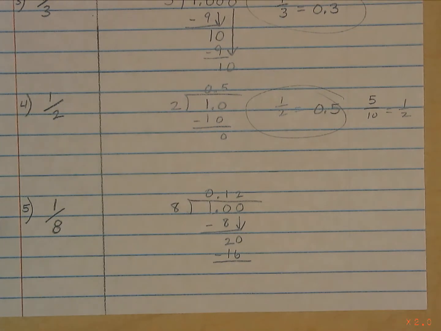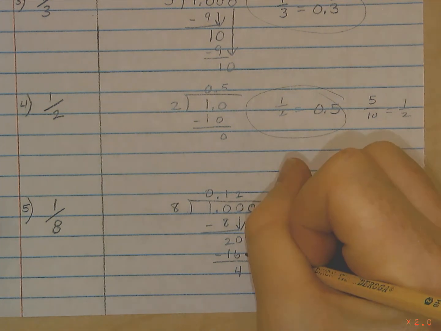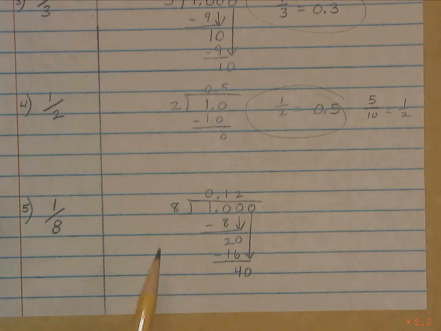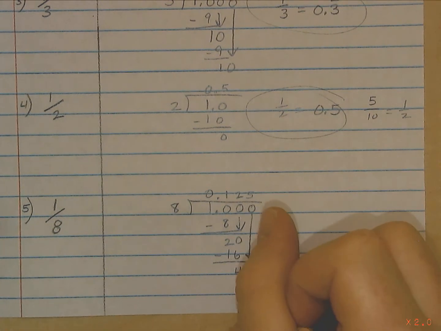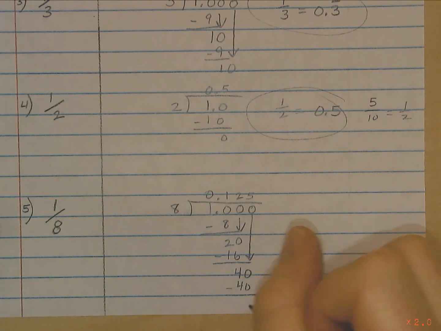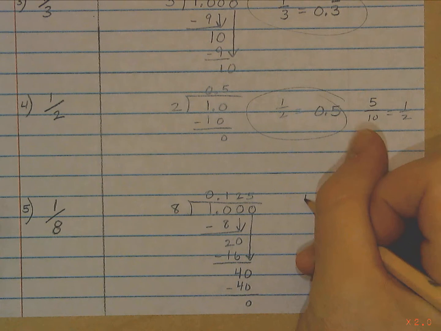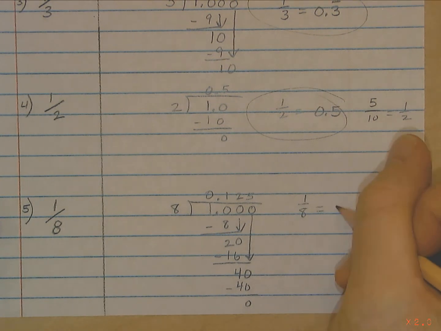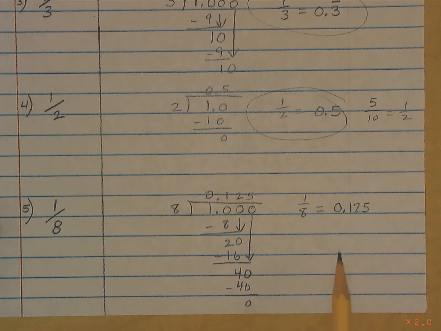Subtract that. 2 times 8 is 16. 20 minus 16 is 4. Again, it's not 0, so we have to keep going. Add a 0. Bring that down. How many times can 8 go into 40? It goes in 5 times. And in this case, it goes in evenly, which is great because we are at the end of that page. And so 1/8 equals 0.125, and the correct way of saying that would be 0 and 125 thousandths.